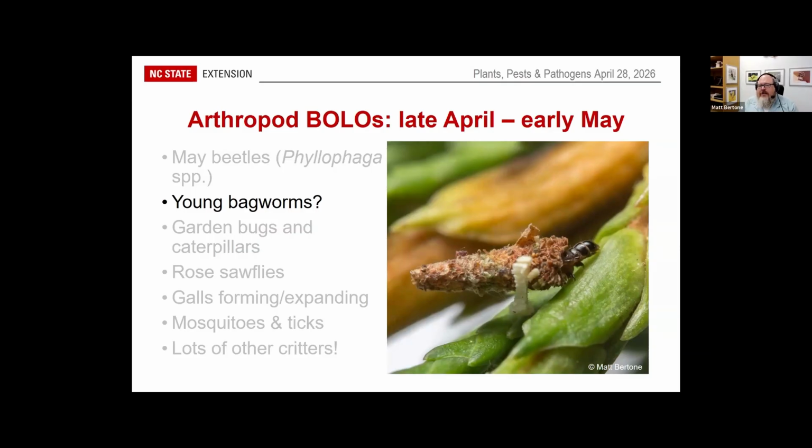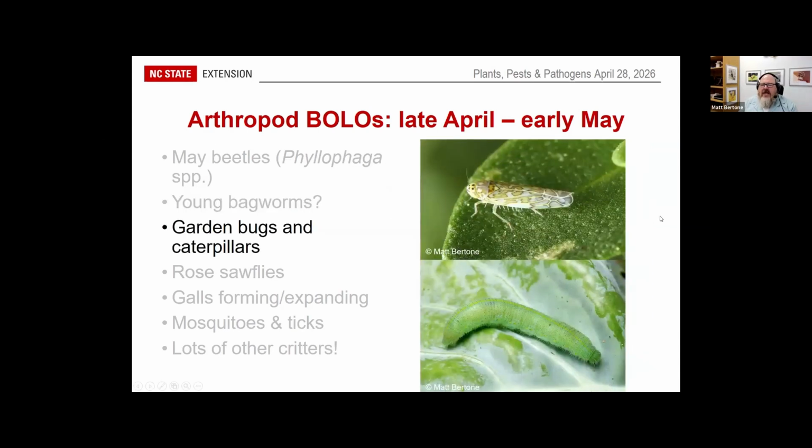This is when they're most susceptible, and you can see they have a little tiny bag of their own, but they're very tiny. These are the needles of an arborvitae, and this is how tiny these larvae are. So once they get really big, they're much more difficult to control, and so this might be a time to go scout for young bagworms. There's going to be a lot of garden bugs and caterpillars starting to be out there. Do you guys start to see a lot of leafhopper damage on your mints and herbs and stuff like that? Do you guys see caterpillars in the garden?